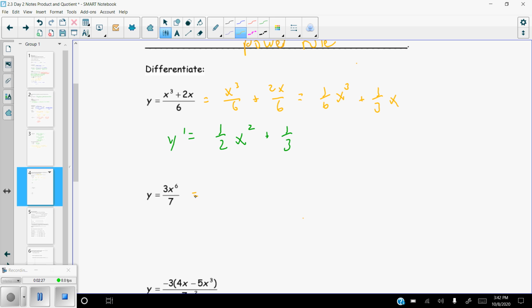Okay, same idea here in the second one. Instead of trying to take a quotient rule here, I'm going to rewrite this as 3/7 x to the 6th. Much easier to take a derivative now.